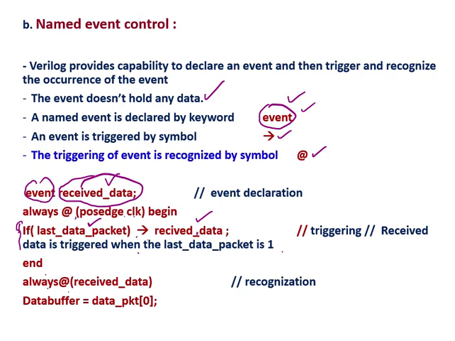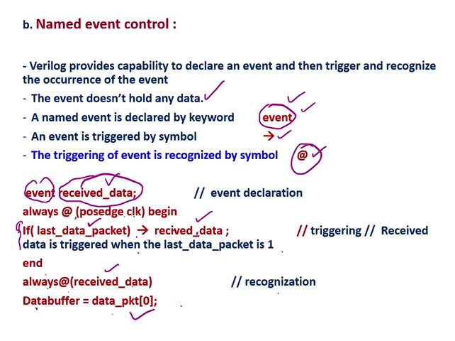Then always @ received data: if the received data is true, meaning if we receive the data, then we are storing the data. Data packet 0 is stored at data buffer. Okay, this is a recognition. So the triggering of an event is recognized by the symbol @.